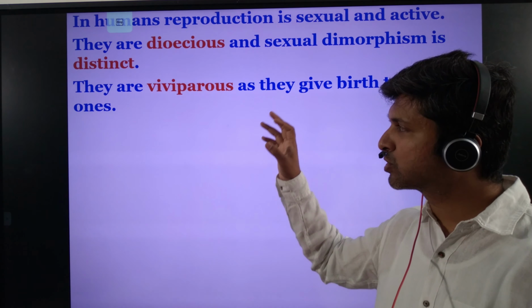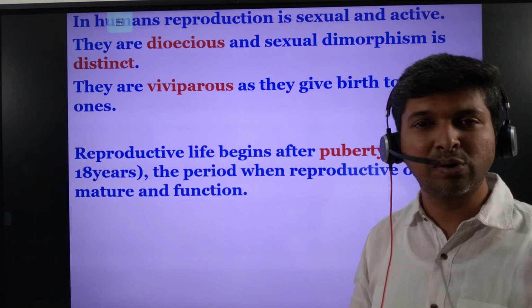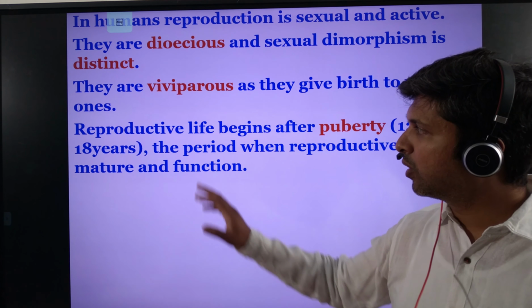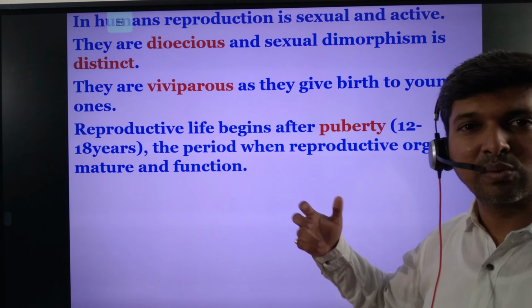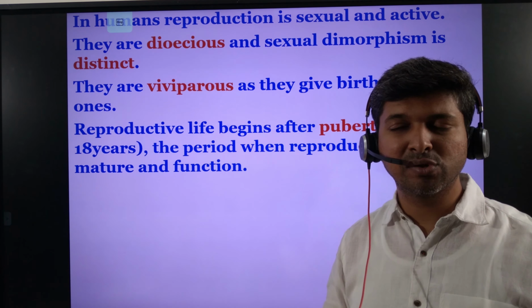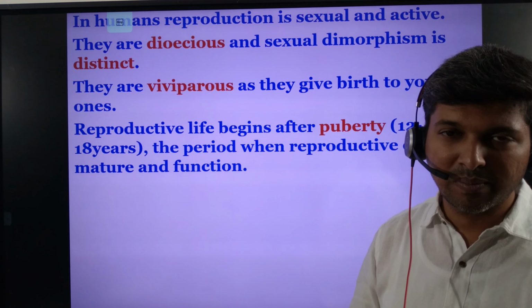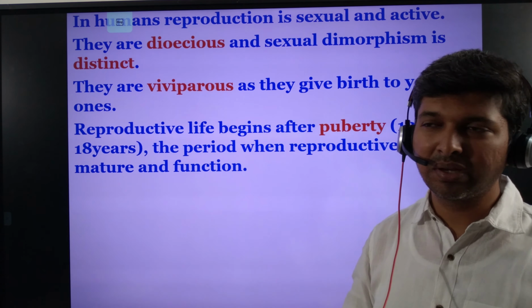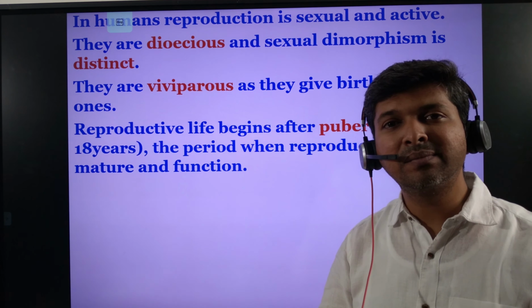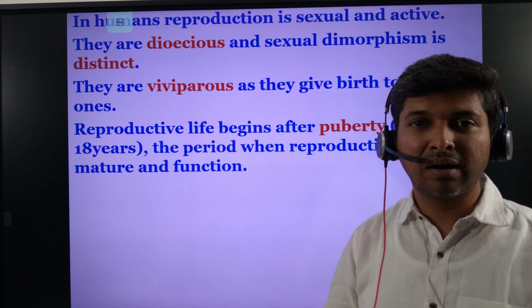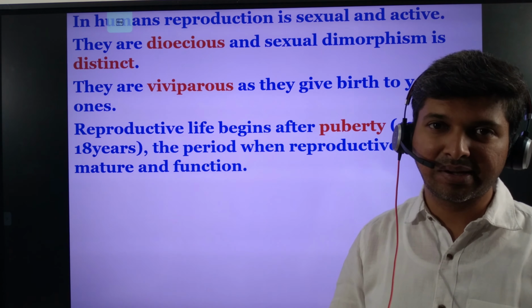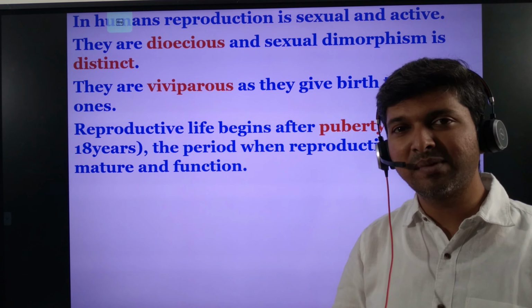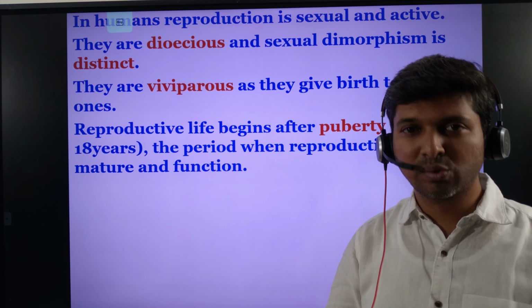Human reproduction is sexually dimorphic, meaning it is having males and females different. This is viviparous, मैंने बताया, we give birth to young ones, we don't lay eggs. Okay, and reproductive life begins only after puberty. So reproductive life जो है activate हो जाता है after puberty, which is like from 11 to 14 years. It can hit you between 11 to 14 years, and that is the time when your body is starting to produce the gametes. राइट, गैमेट्स, मेल गैमेट्स, फीमेल गैमेट्स प्रोड्यूस करना शुरू हो जाता है.